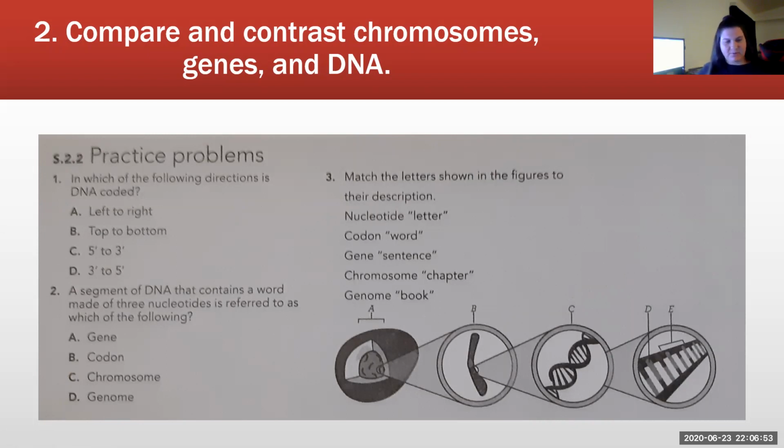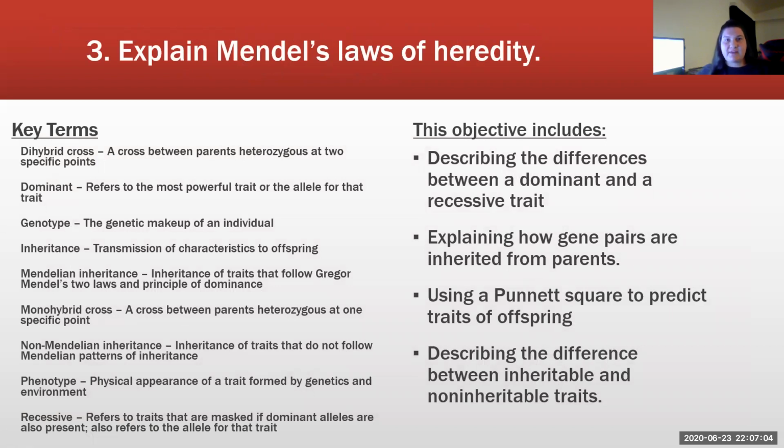Again, if you need additional support, Khan Academy has really good lectures that help understand chromosomes, genes, and DNA. Explain Mendel's law of heredity. Again, pause the video and familiarize yourself with these terms, and we'll move on because we need to describe the difference between dominant and recessive traits, explain how gene pairs are inherited from parents, use a Punnett square to predict traits of offspring, and describe the difference between inheritable and non-inheritable traits.